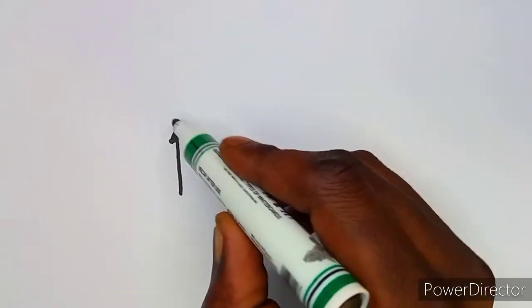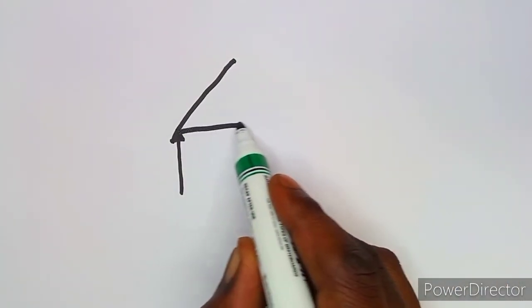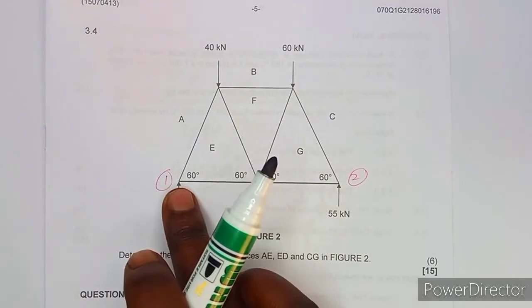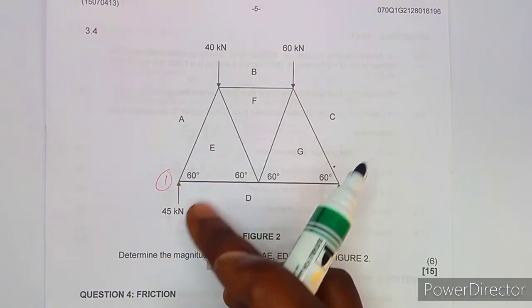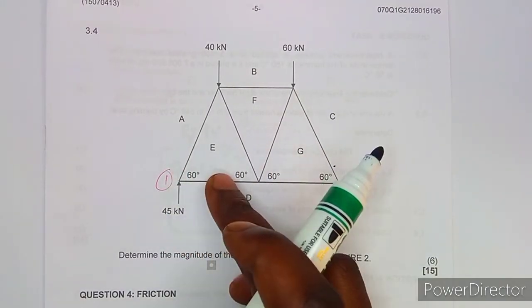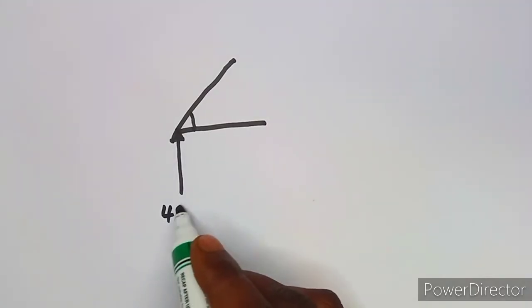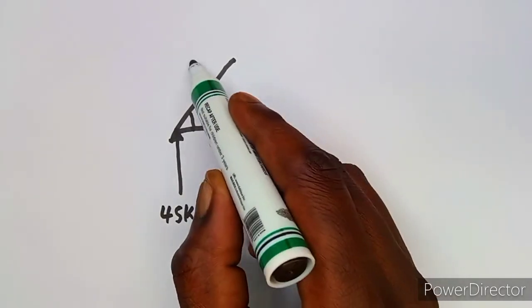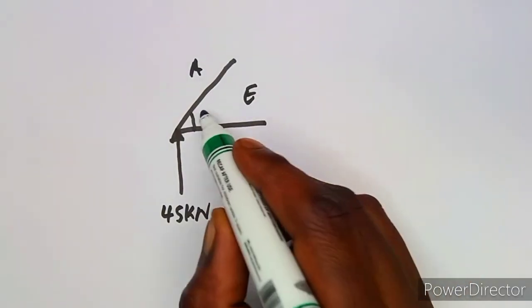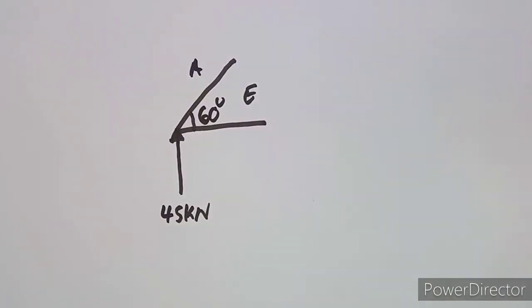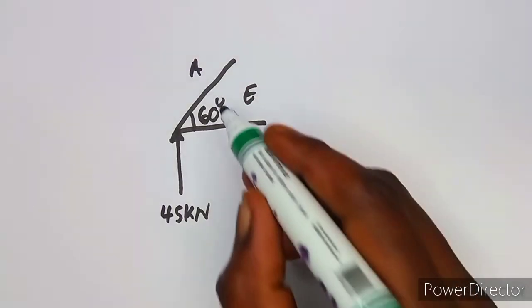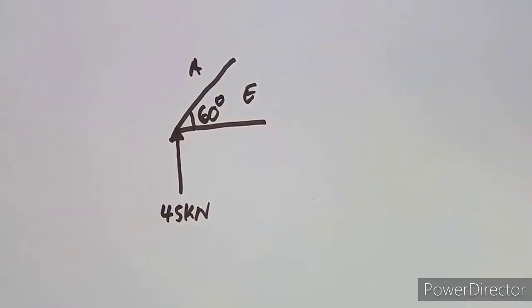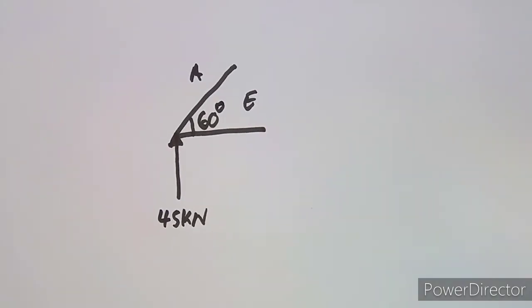There is a support here, and there is something like this. Okay, there's an angle in between here of 60 degrees. They've got this force and A and E. All right, so this is 45 kilonewton here. That's your A, that's your E, and you've got 60 degrees like that. So let's see what we are going to do to calculate our AE. So I left the D because I'm focusing on AE at this moment.